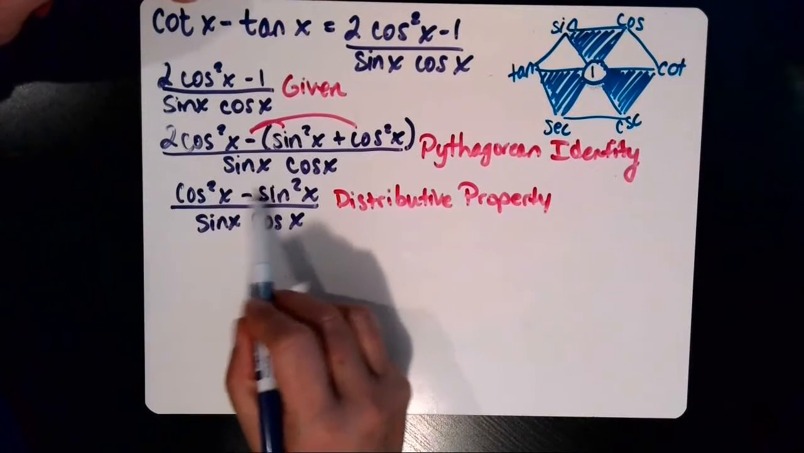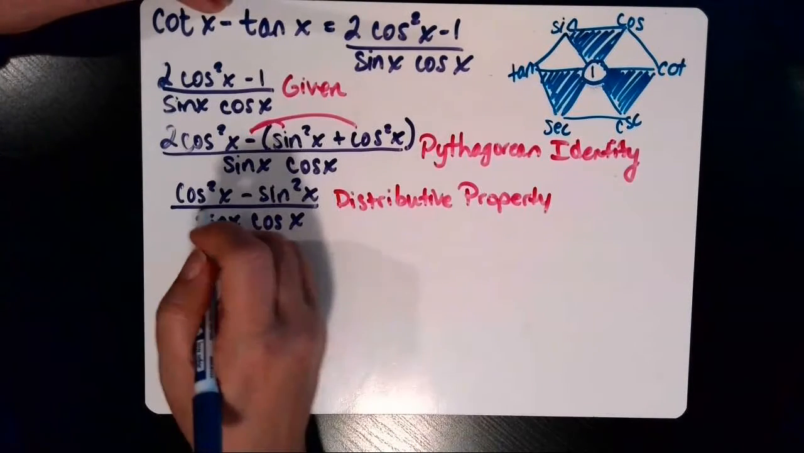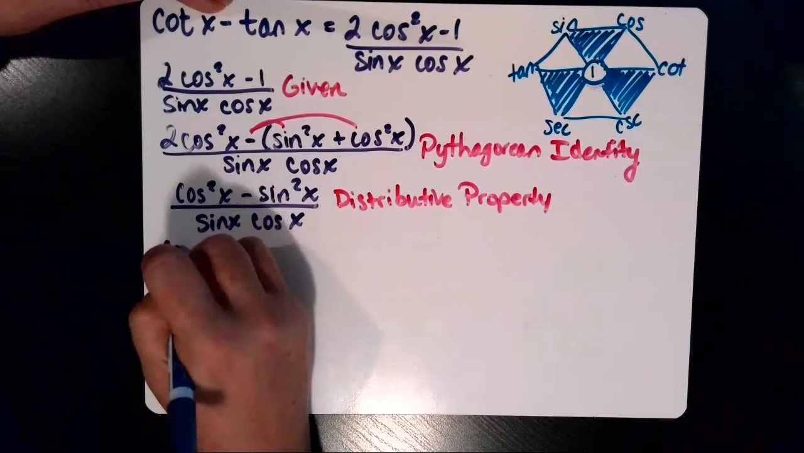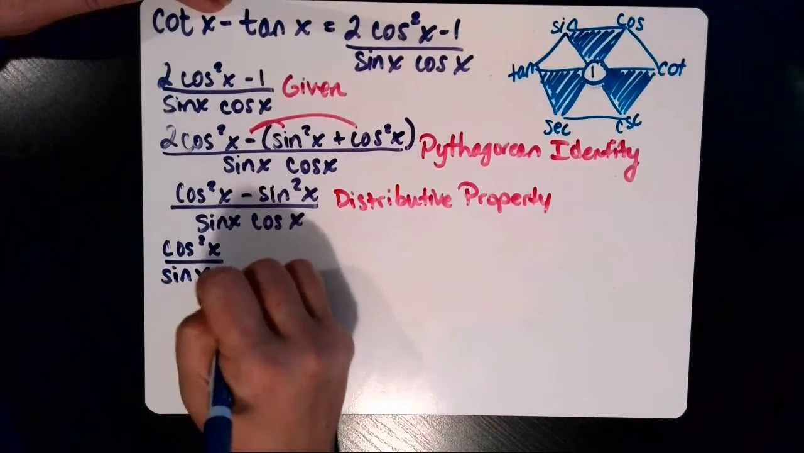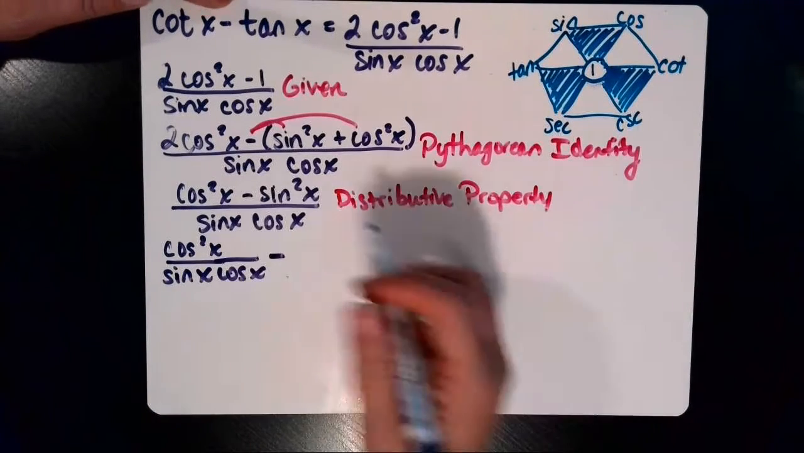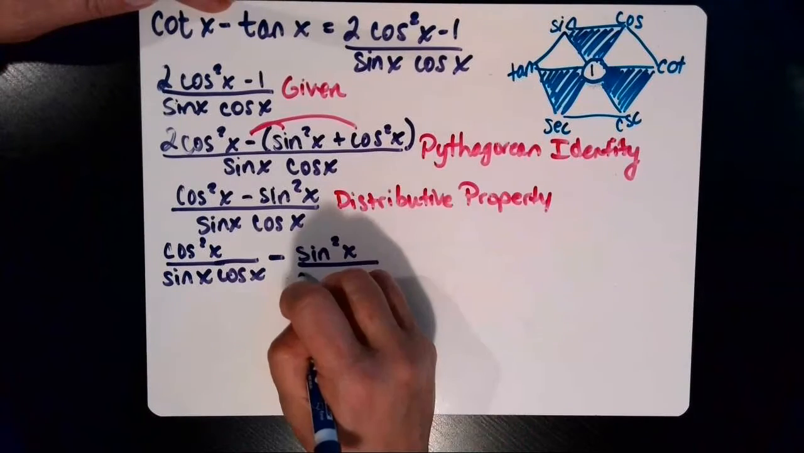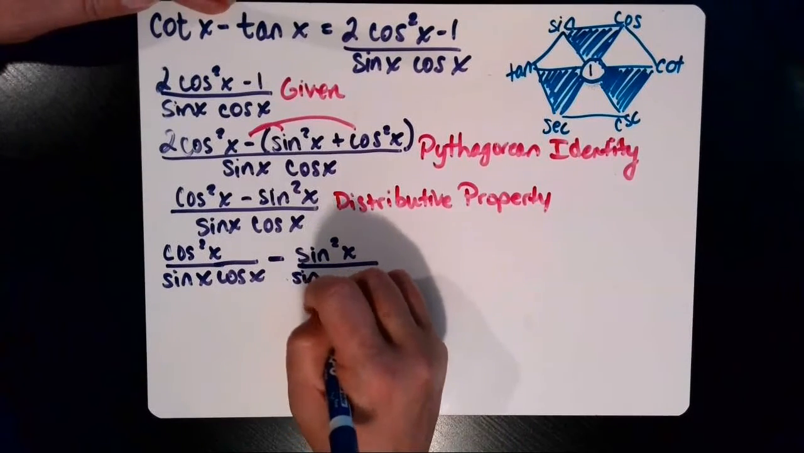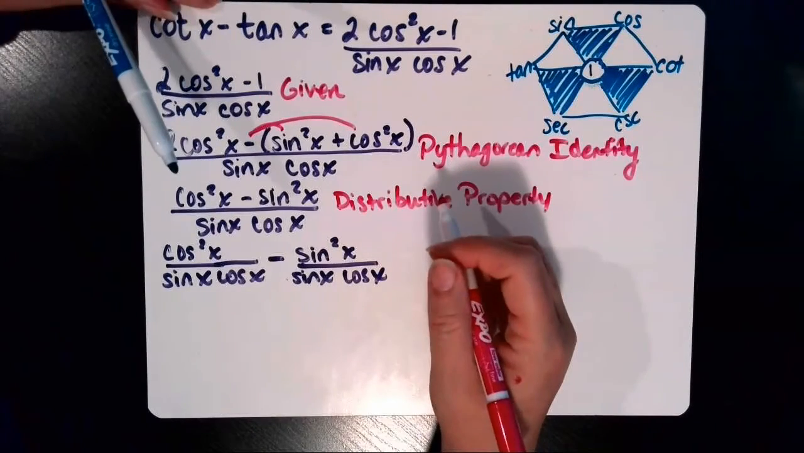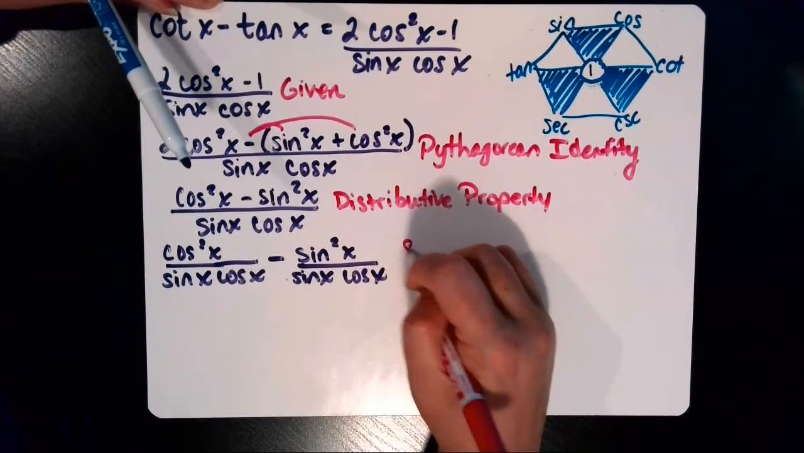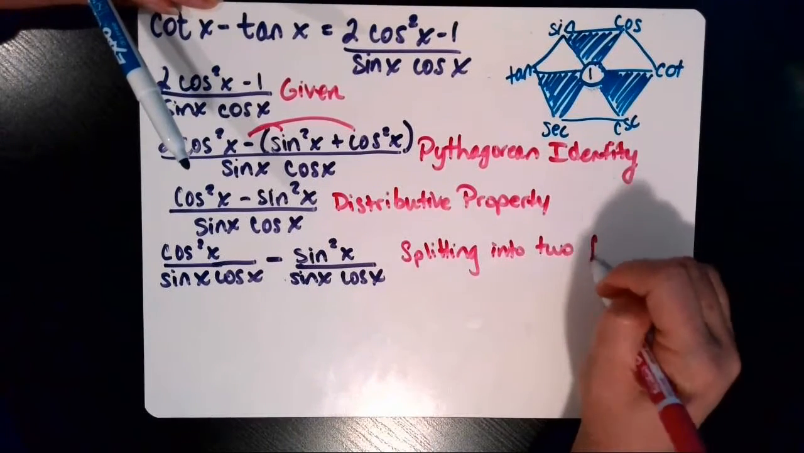And then we simplified. Okay, so next thing we're going to do is, since we have a binomial in the numerator here with that subtraction, we're going to split this into 2 fractions and simplify. So I'm going to put the first term in the numerator, the cosine squared x, over the denominator, sine x times cosine x. And then I'm going to put my second term in its own fraction, sine squared x in the numerator, and that's over that common denominator, sine x cosine x. And that was a strategy for splitting into 2 fractions.